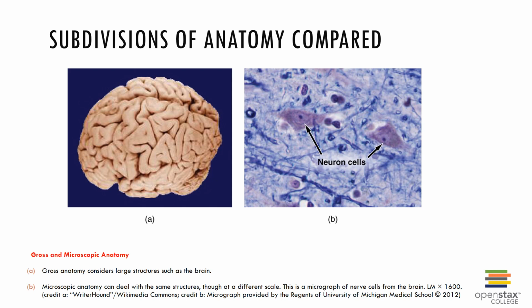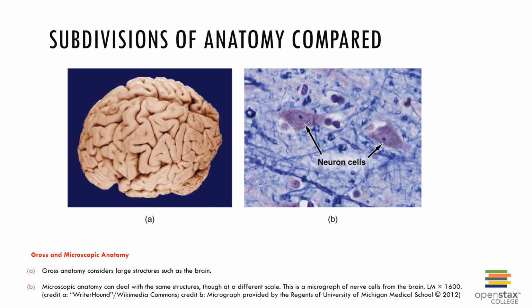So here is an example of gross anatomy, where we could look at large structures such as the brain. We could also examine the heart, the stomach, as other examples. Microscopic, we can't see with the naked eye, so we generally use a microscope. And in lab, you'll be using a compound microscope to study certain histological structures, like different forms of epithelial tissue or connective tissue.